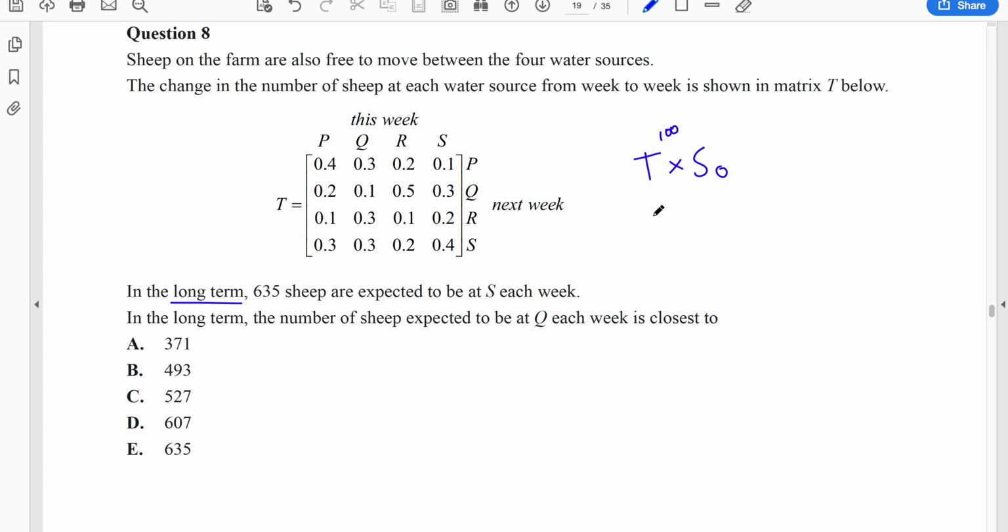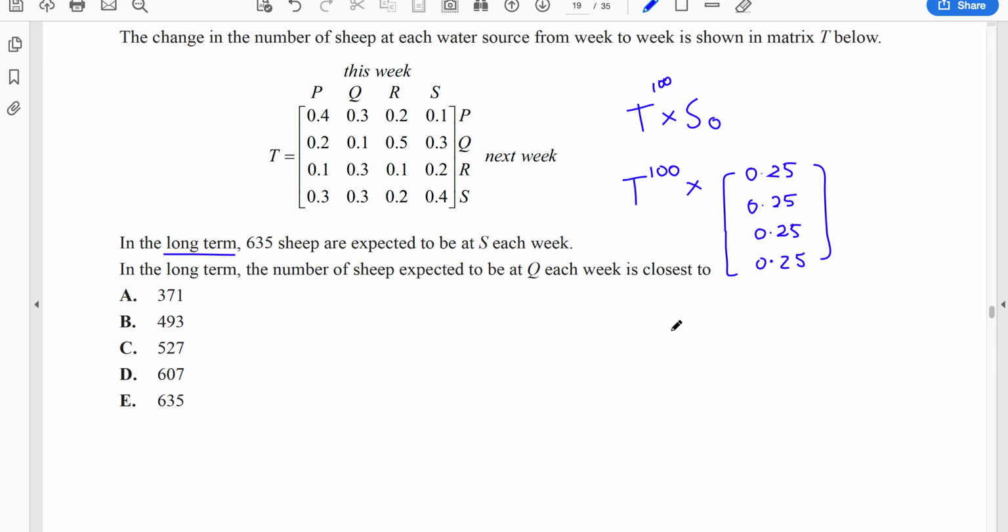Since we don't know what S0 is, what we can do instead is we know there's 4 different locations. We can just put 25% in each. Doesn't matter which way you do this. You could actually just put 1 in one of the element spots and that would still work. But just for argument's sake, say you just split the sheep evenly to start off with. So there's 25% in each. And then you apply your transition matrix to a really high power. And then you can have a look at what actual values you get.